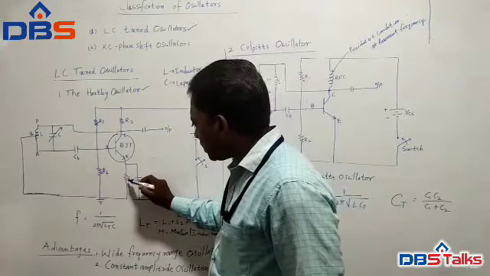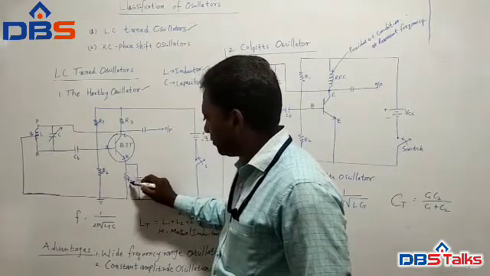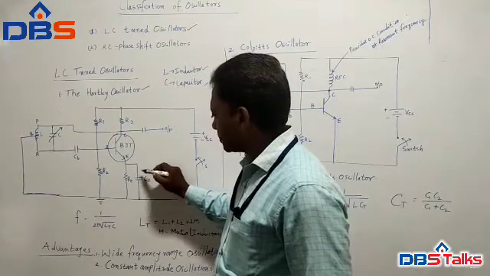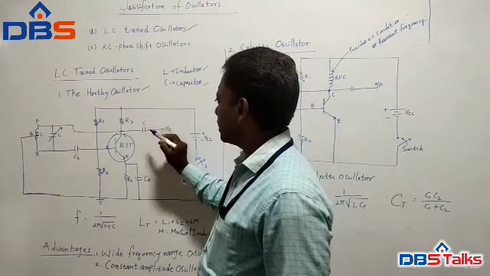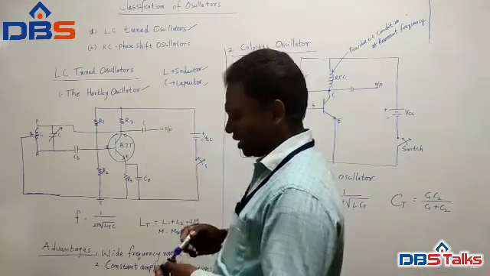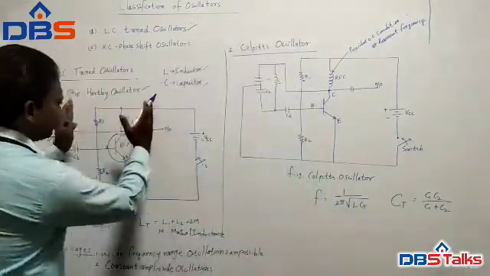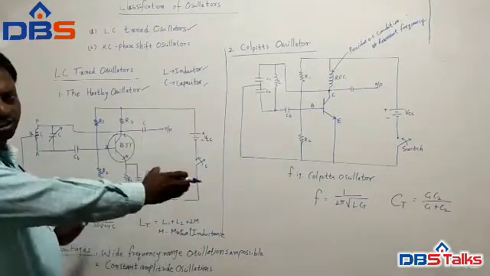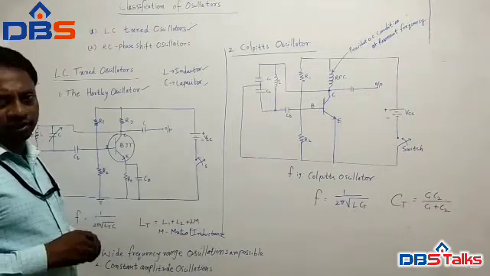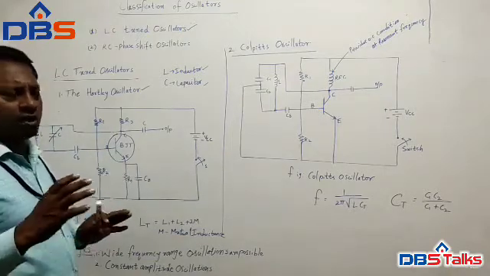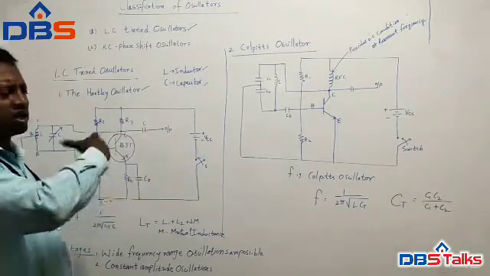Now see this RE. Because this resistor is connected to the emitter, we call it the RE emitter resistor, and this is the emitter capacitor. Generally this capacitor is used to take the output, or otherwise to block the DC. Up to here is the transistor amplifier, which we saw in the previous class. So what is the block diagram of an oscillator? What are the different blocks of the oscillator block diagram?